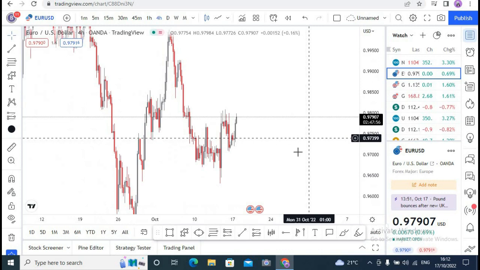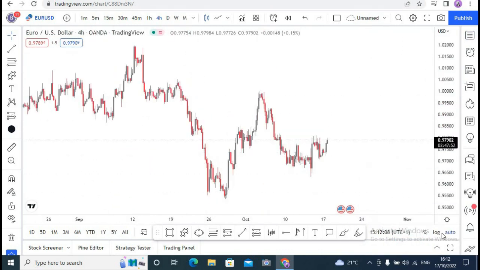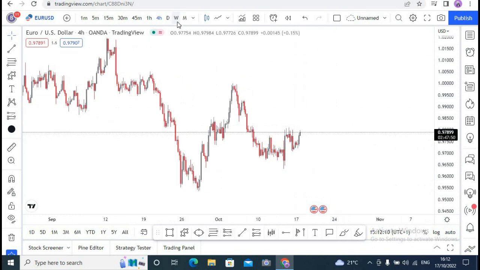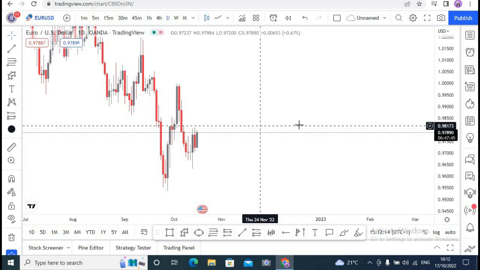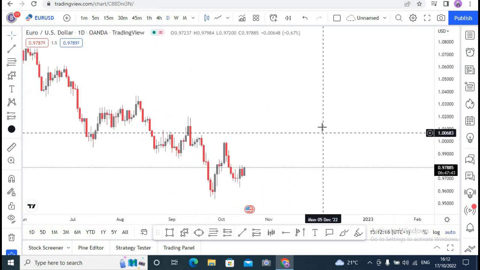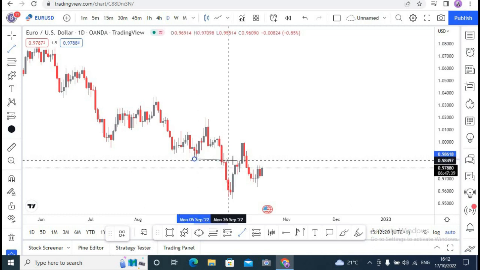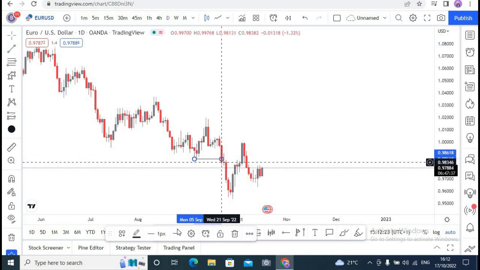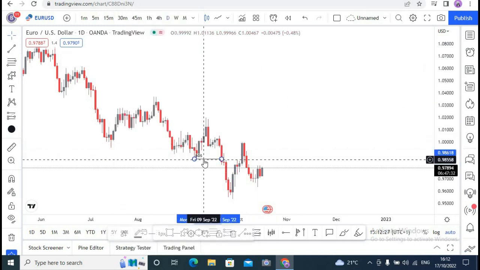So this is EUR/USD, guys. The first thing you have to do is go back to your weekly, or you can use your daily time frame. As you can see on euro, guys, we did have a nice market structure breaker right there. This was a nice market structure breaker.